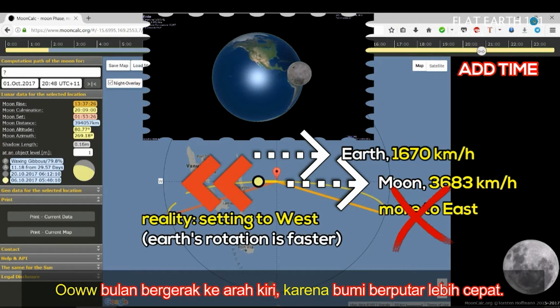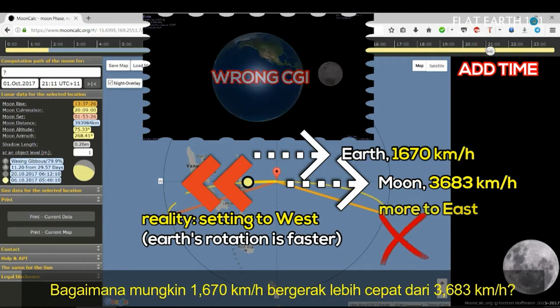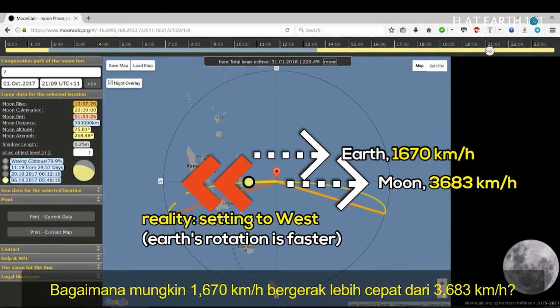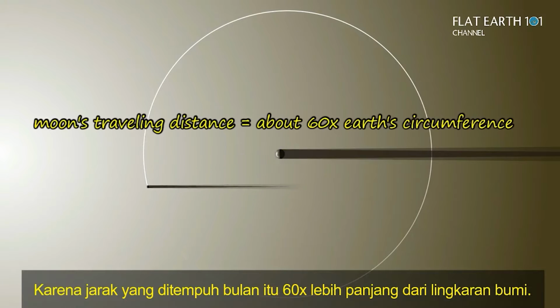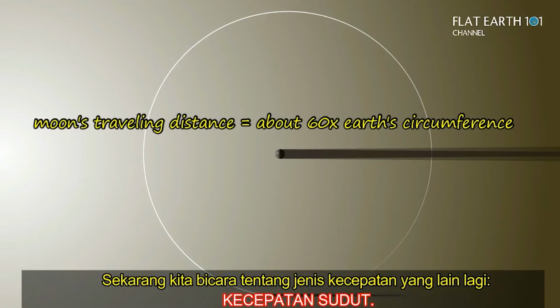Ooh, the moon is going to your left, because the Earth is rotating faster. How come 1,670 kilometers per hour travels faster than 3,683 kilometers per hour? It's because the distance traveled by the moon is 60 times longer than Earth's circumference. Now we are talking about the other kind of speed, the angular speed.